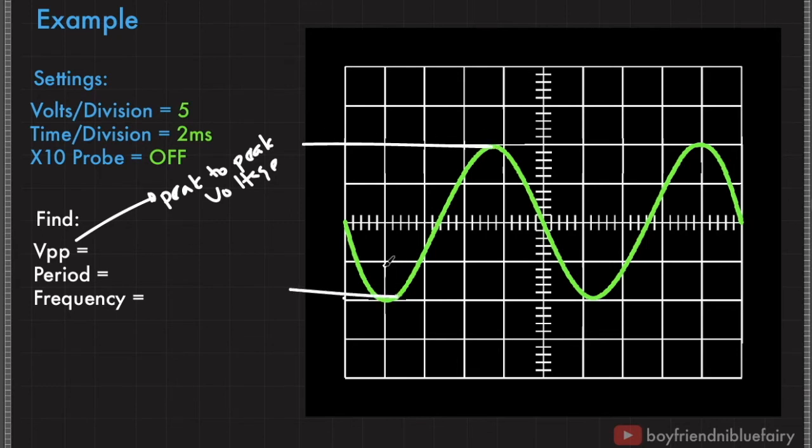So this is 1 division, 2, 3, 4. So 4 divisions times 5. Then the peak-to-peak voltage is equal to 20 volts.